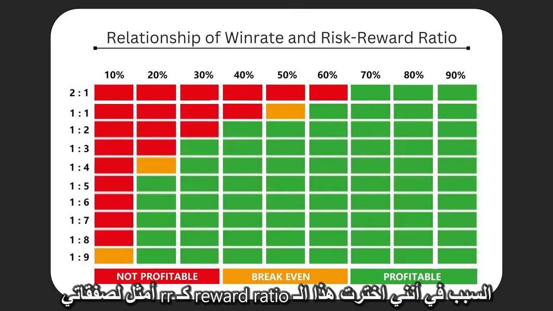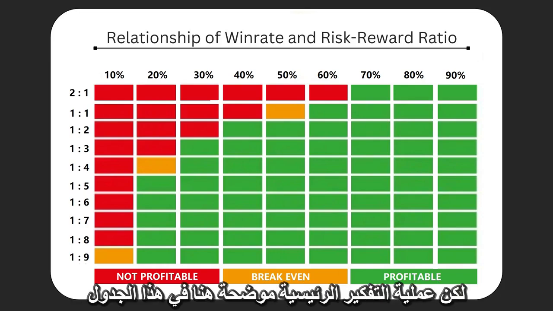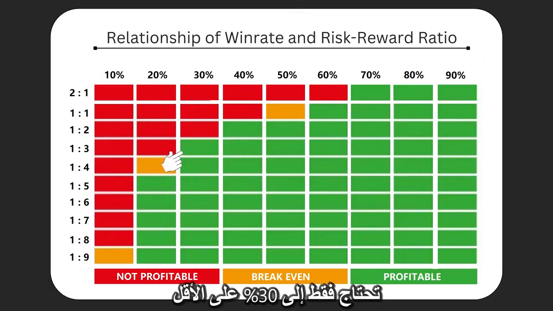Now the reason I've chosen this risk to reward ratio as my optimal RR for my trades is another story in itself. But the main thought process is right here explained in this table. You can see that for a 1 to 3 risk to reward ratio, you only need at least a 30% win rate to be profitable, right?